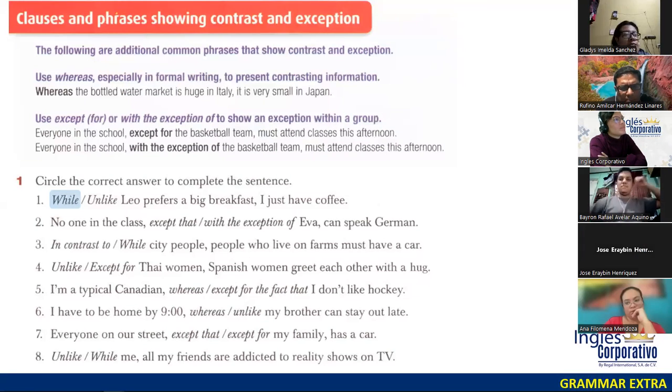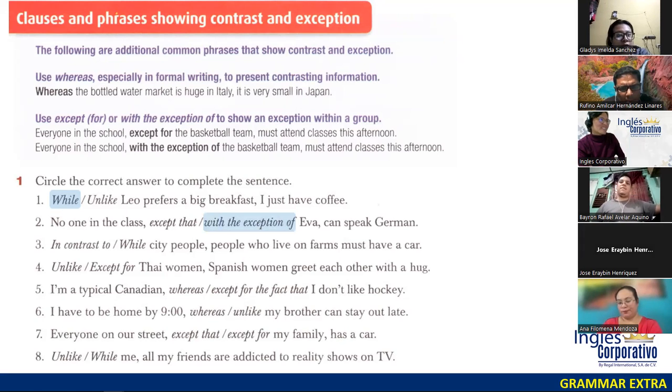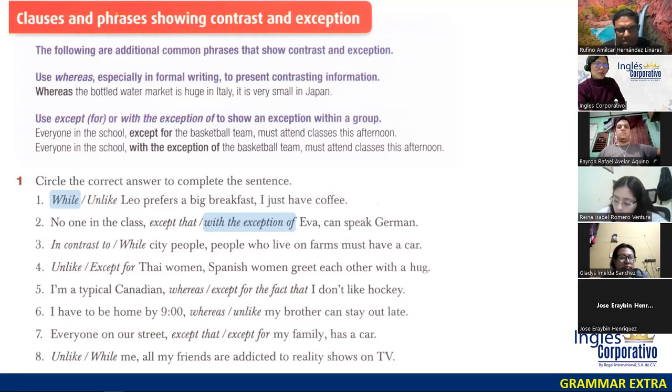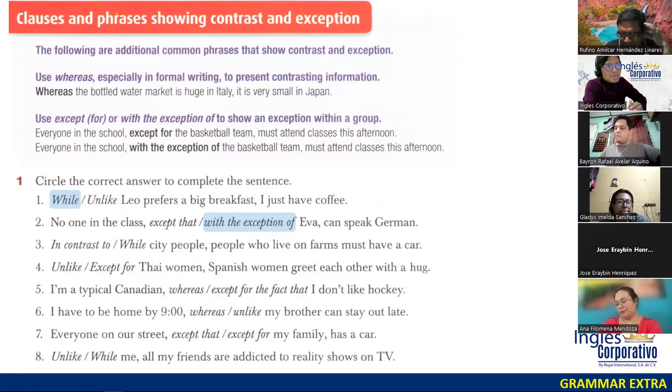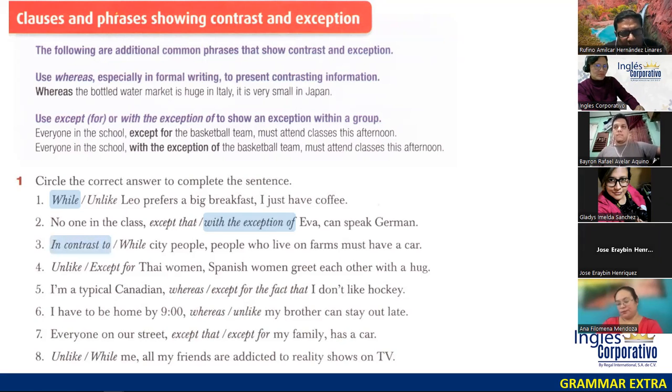No one in the class, with the exception of Eva, can speak German. Excellent. What about number three, Rufino? In contrast to city people, people who live on farms must have a car. Correct. Okay, thank you so much.